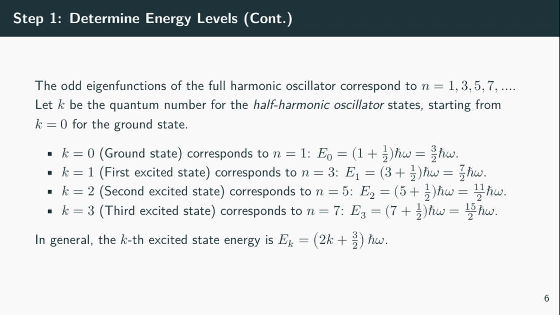The allowed eigenfunctions for our half-harmonic oscillator are the odd eigenfunctions of the full harmonic oscillator, corresponding to n values 1, 3, 5 and so on from the full oscillator spectrum. We define a new quantum number, k, specifically for the states of our half-harmonic oscillator, starting k from 0 for the ground state. As shown on the slide, the k equals 0 state corresponds to n equals 1 from the full oscillator. The k equals 1 state corresponds to n equals 3. The k equals 2 state corresponds to n equals 5. And the k equals 3 state corresponds to n equals 7. The slide also shows the corresponding energy levels for these states. In general, you can see a pattern. The energy for the kth state is given by the formula Ek, shown here on the slide, expressed in terms of k.